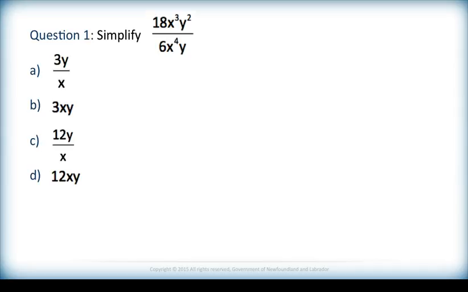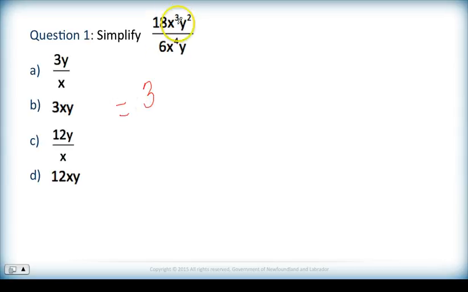Our first step here, we have to look at what exponent laws will apply and what ones we can use to simplify this expression. 18 divided by 6 is just two whole numbers, so we can divide that quite easily. 18 divided by 6 will give us 3. So far, we have 3.